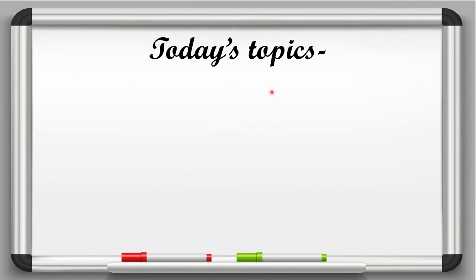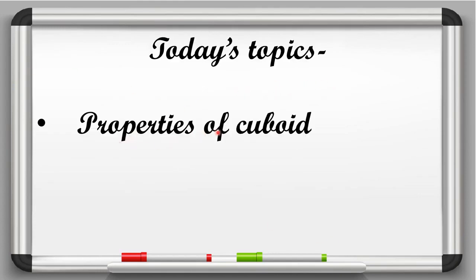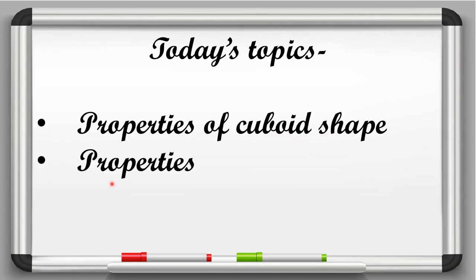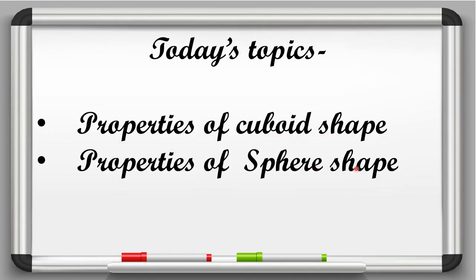Today's topics are number 1, properties of cuboid shape, and number 2, properties of sphere shape. We know that these two are 3D shapes. So today we will learn about the properties of cuboid shape as well as properties of sphere shape. Let's start.